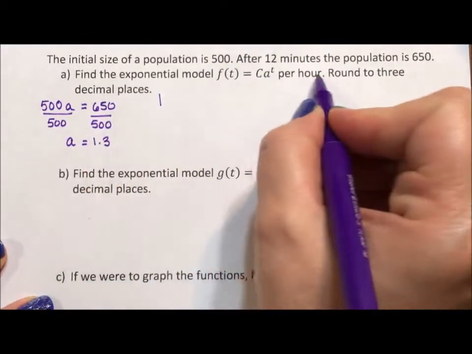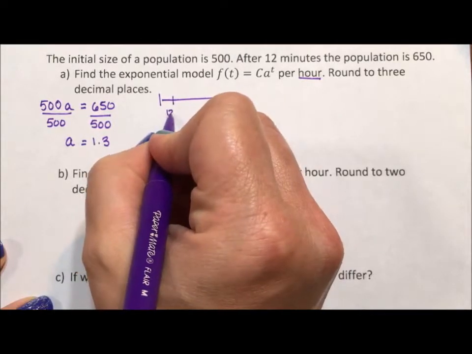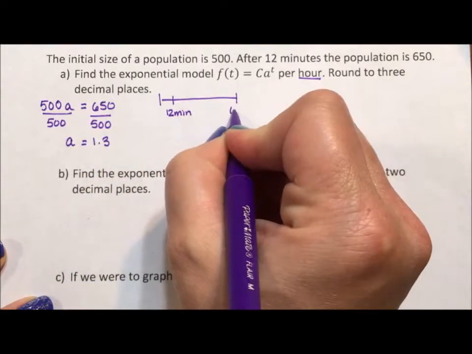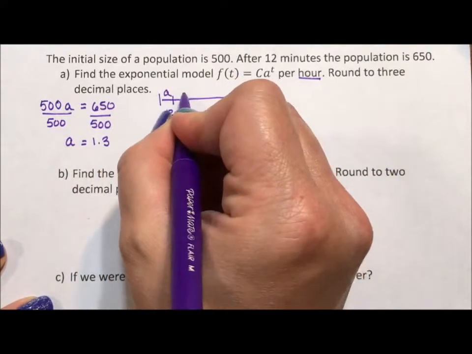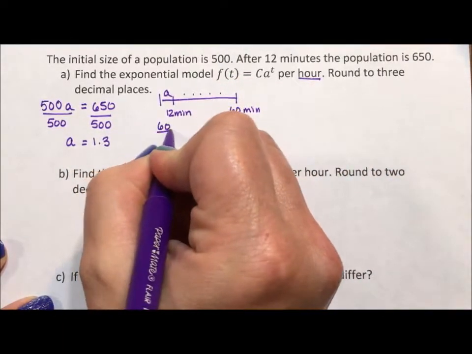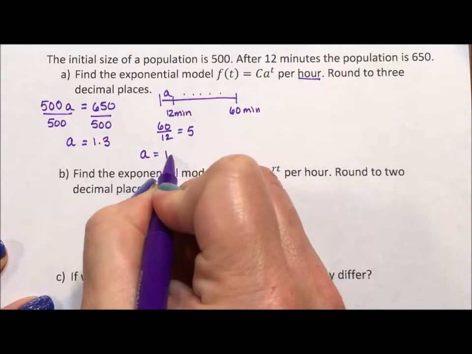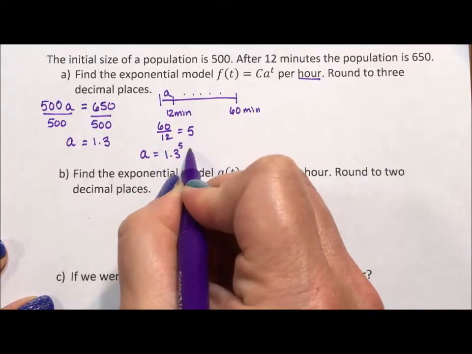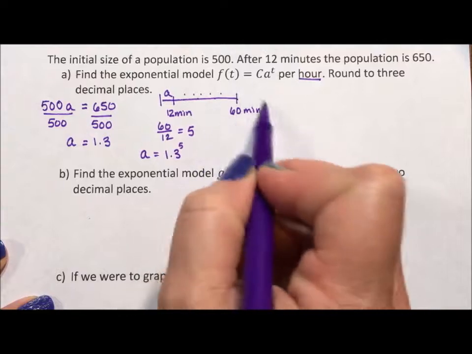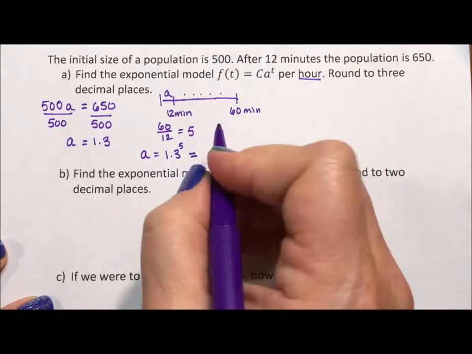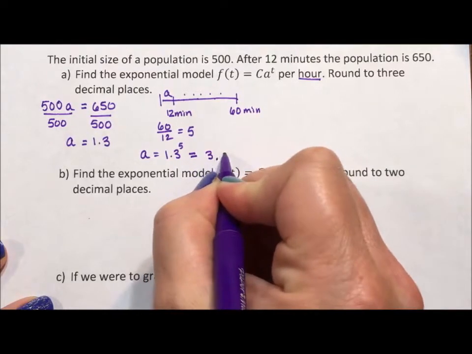The problem is this says per hour. So we have the 12 minutes. We need the 60 minutes. Well, the number of times a multiplies into 60 minutes, 60 divided by 12, is 5. So the a we want is 1.3 to the power of 5. That'll be 1.3 times 2 times 3 times 4 times 5. That'll get us to a full hour. And we get 3.713.